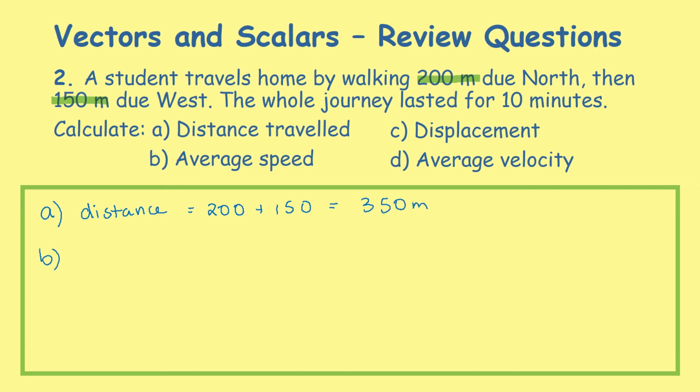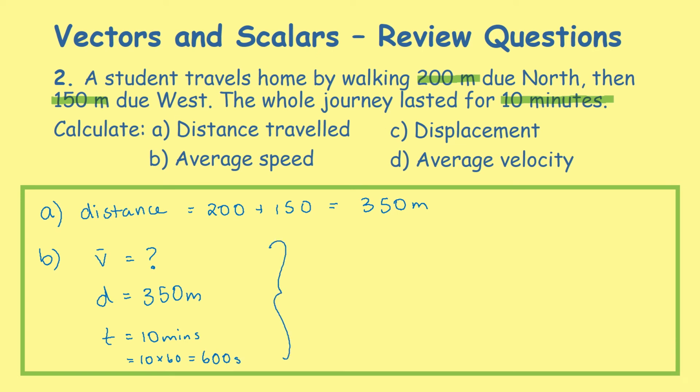For part B, we're working out the average speed, so v bar equals a question mark. The distance is what we just calculated, that's the 350 meters. And our time, having a look in the question, it was 10 minutes. Remember, the 10 minutes has to be in seconds, so we take the 10 times it by 60, we get 600 seconds.